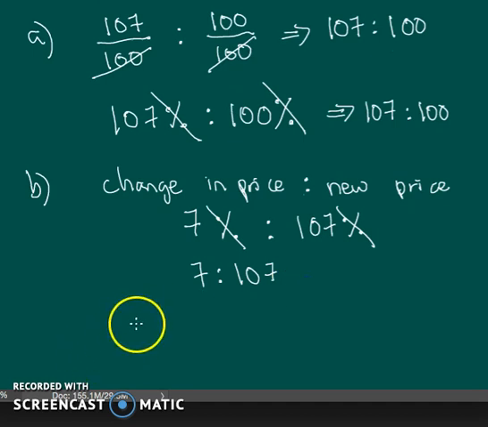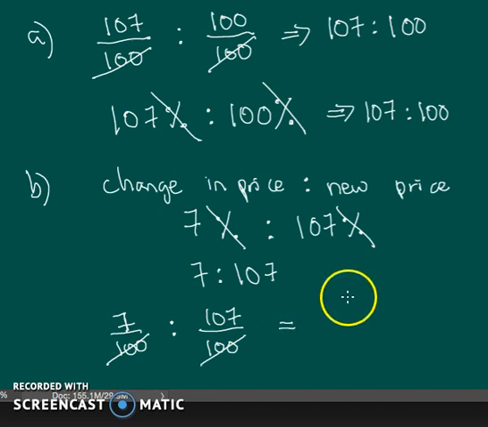And once again, we could have also just thought of that in terms of fractions. So we could have said 7 over 100 to 107 over 100. Multiplying both sides by 100, we get rid of the denominators, and we are once again left with a ratio of 7 to 107.